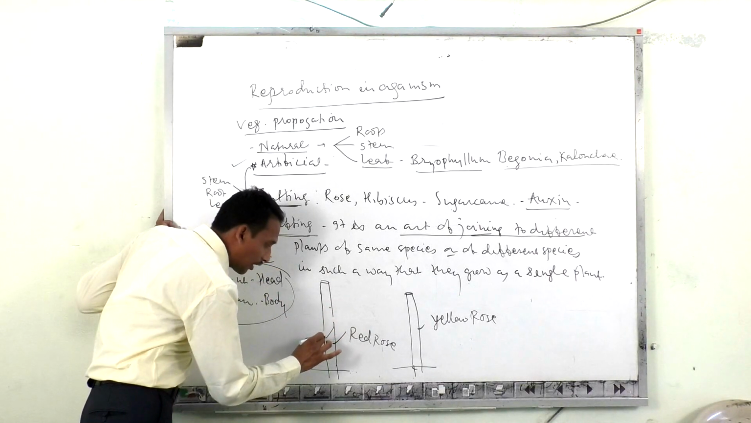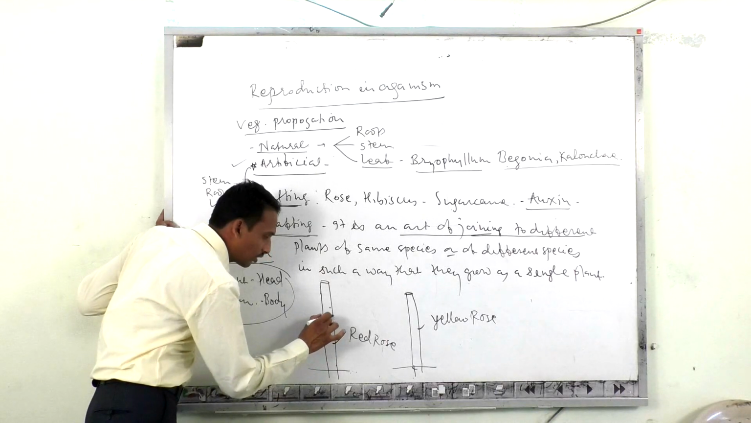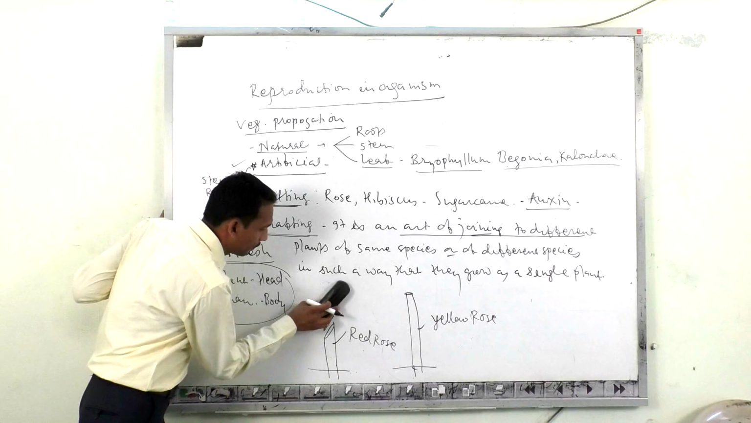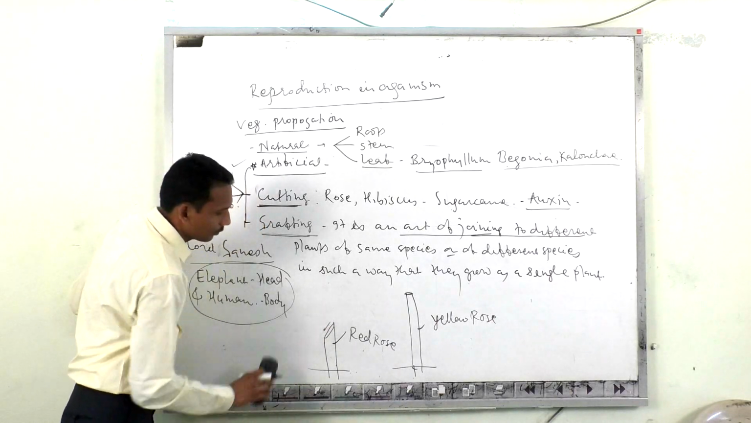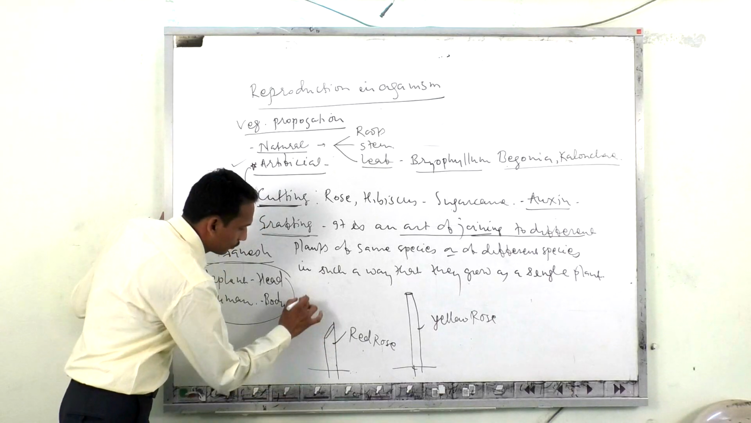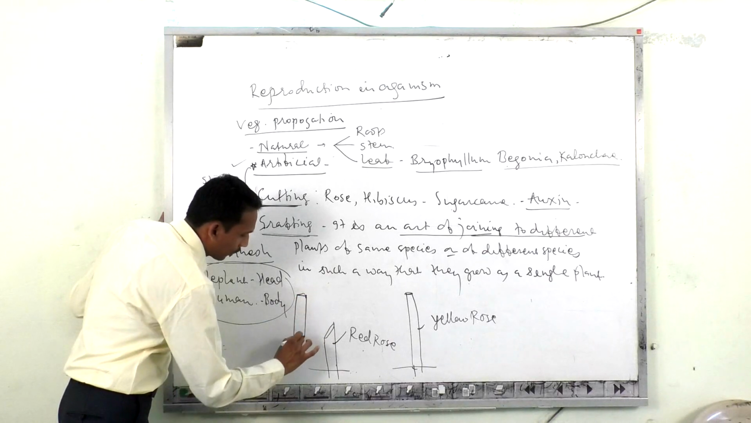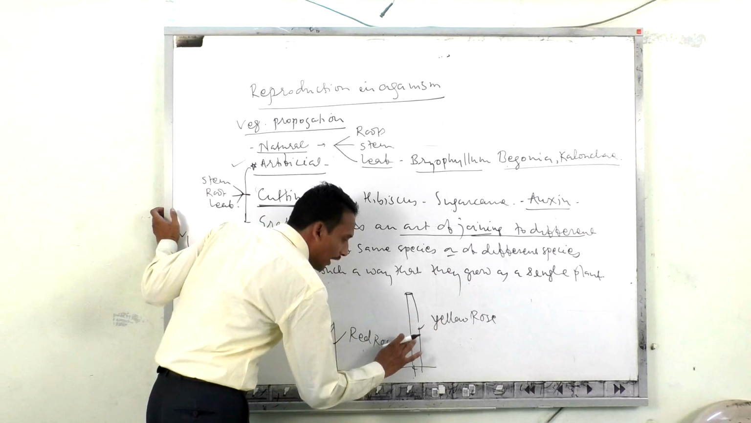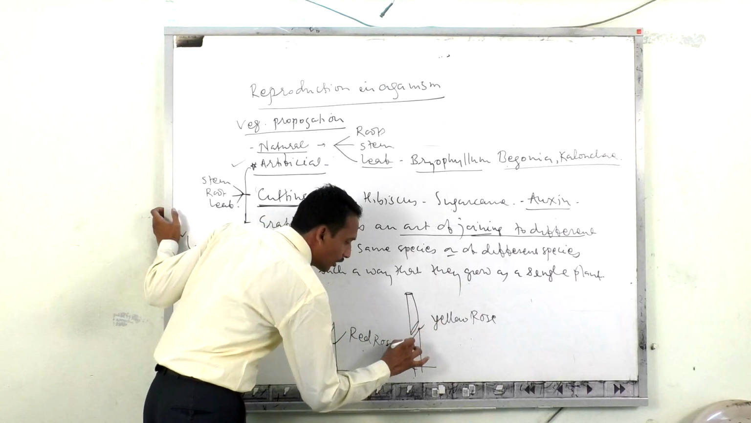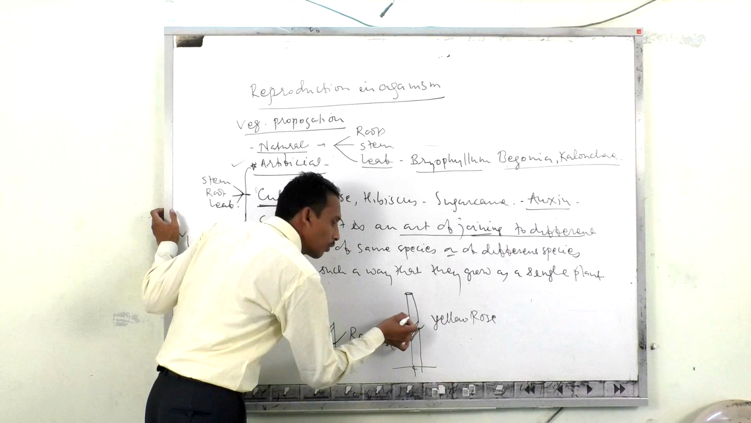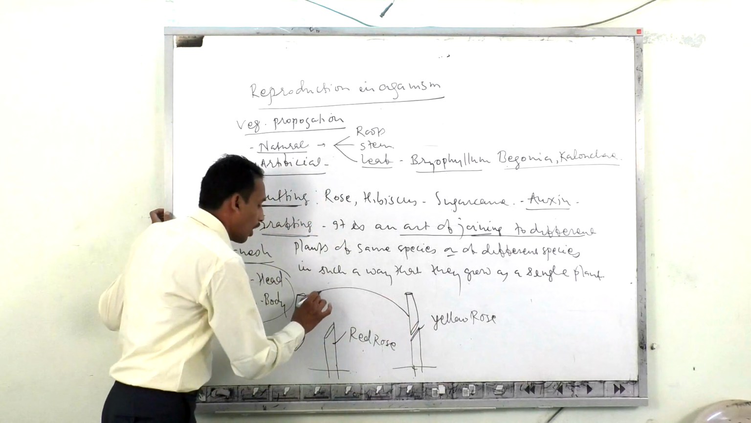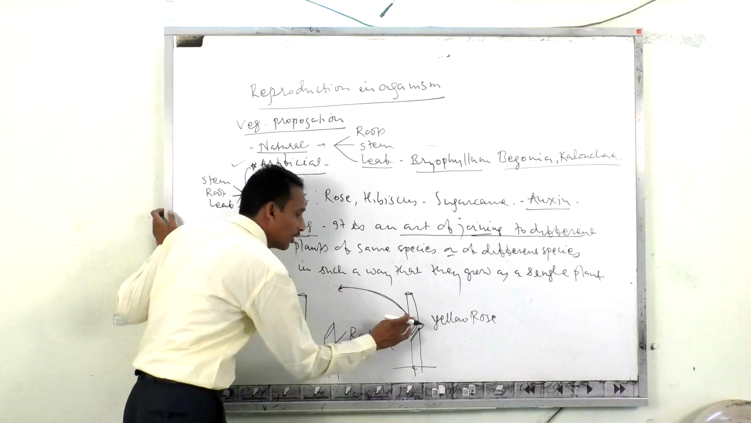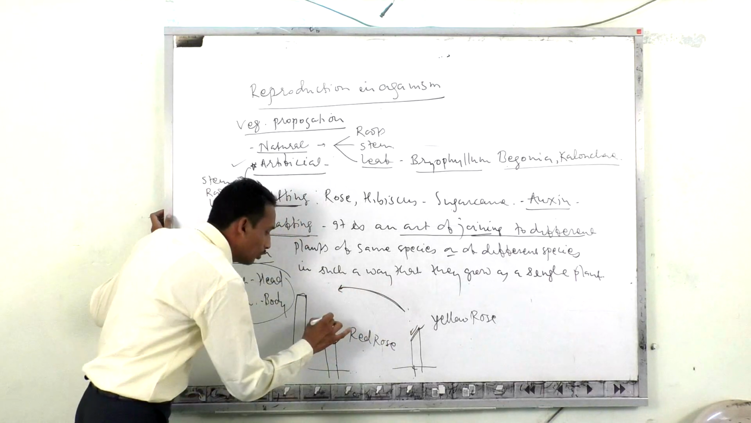What we have done here: you just separated that stem piece of the red rose, which is going to be thrown away. You have to throw it. That portion gets separated and thrown away, and this yellow rose plant's stem also gets cut here, and this excised portion now gets placed here. You have to bring this portion here.